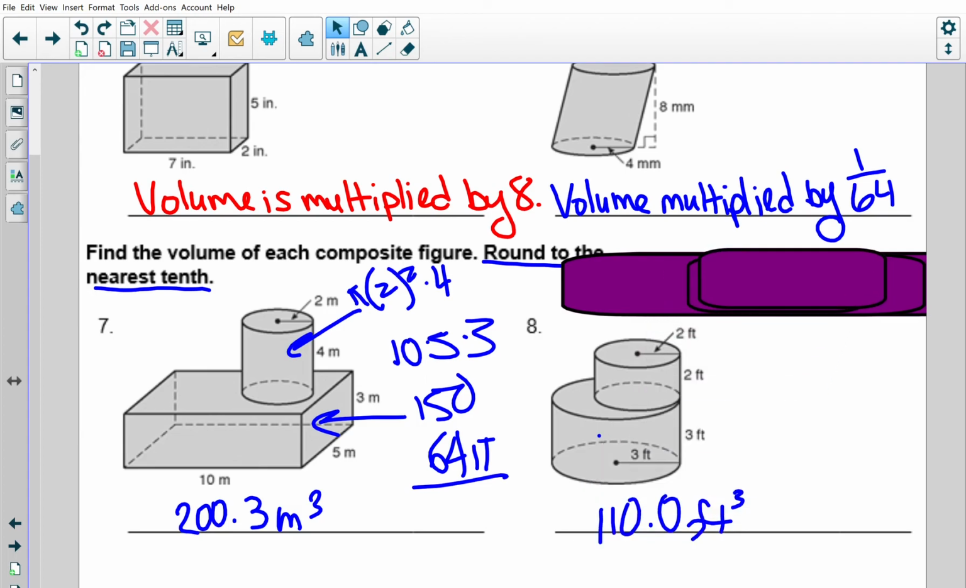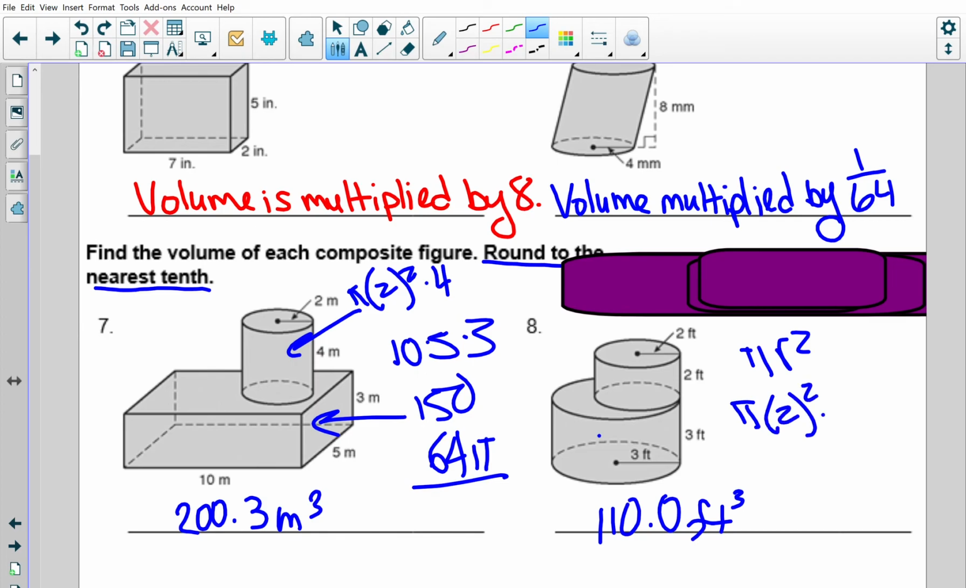Here we have 2 cylinders. Oh, I showed you the answer. Perfect. Well, how do I do this? We're going to do pi r squared for both. So we have pi times 2 squared times 2, and pi times 3 squared times 3. So this is 2 times 2 is 4, times 2 is 8, which is 8 pi. And this is 3 times 3, which is 9, times 3, which is 27 pi. And when you add those up, you get 35 pi, which equals 110 feet squared.